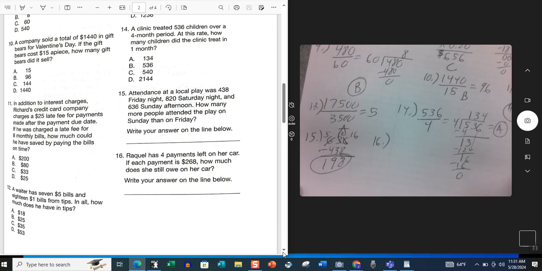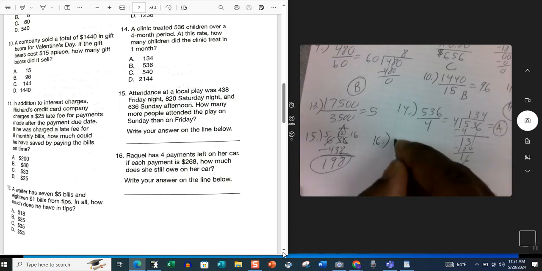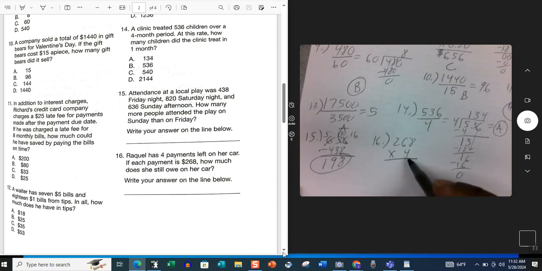Okay, 16. Raquel has 4 payments left on her car. If each payment is $268, how much does she still owe on the car? So we'll take 268 times 4. And I'm going to do this by hand.